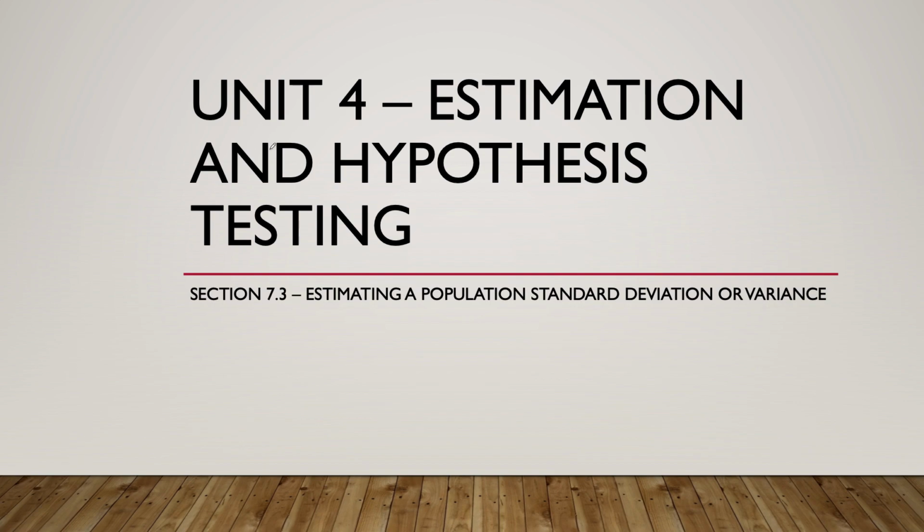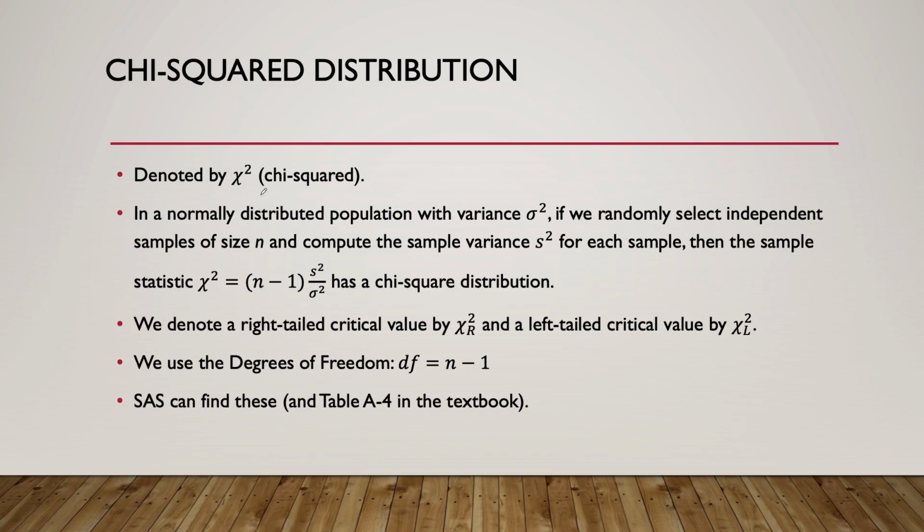Section 7.3 is on estimating a population standard deviation, or variance. And in order for us to do this, we need to use a different type of distribution here, a chi-square distribution. It's denoted by a Greek symbol that kind of looks like an X, but that's really chi. And the distribution itself is chi-squared.